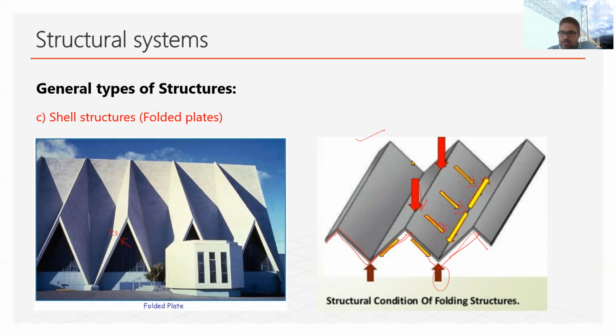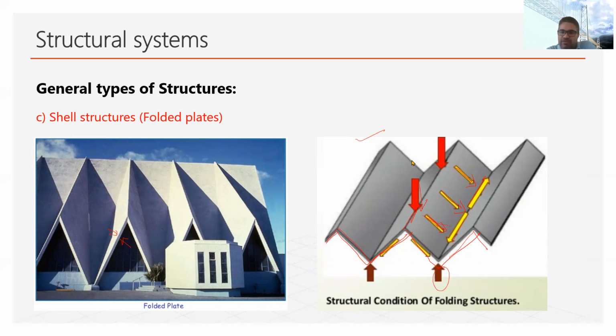So these folded plates, as I told you earlier, are made of thin flat slabs, and these slabs are joined along their edges. These are basically the edges to construct the three-dimensional structures. So these folded plate structures are very useful and economically viable.